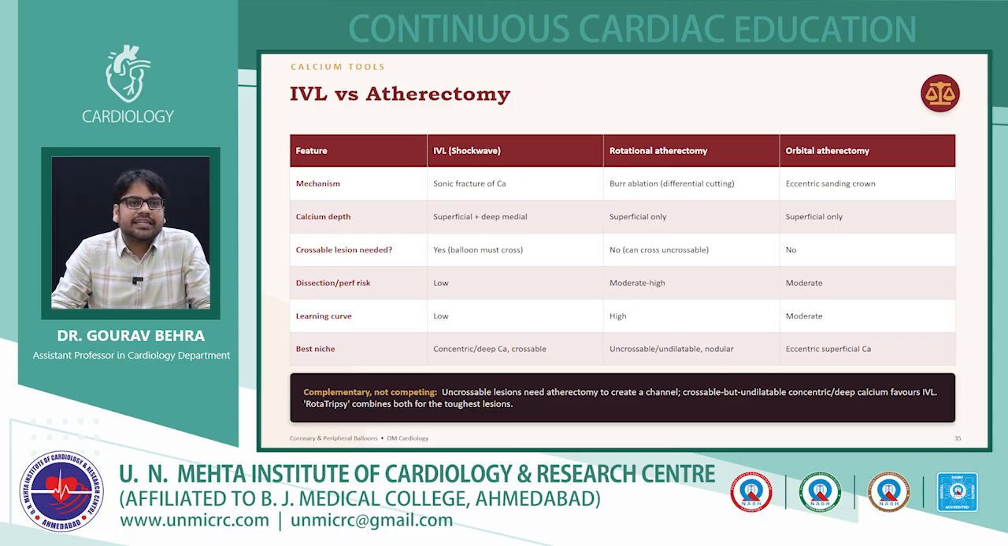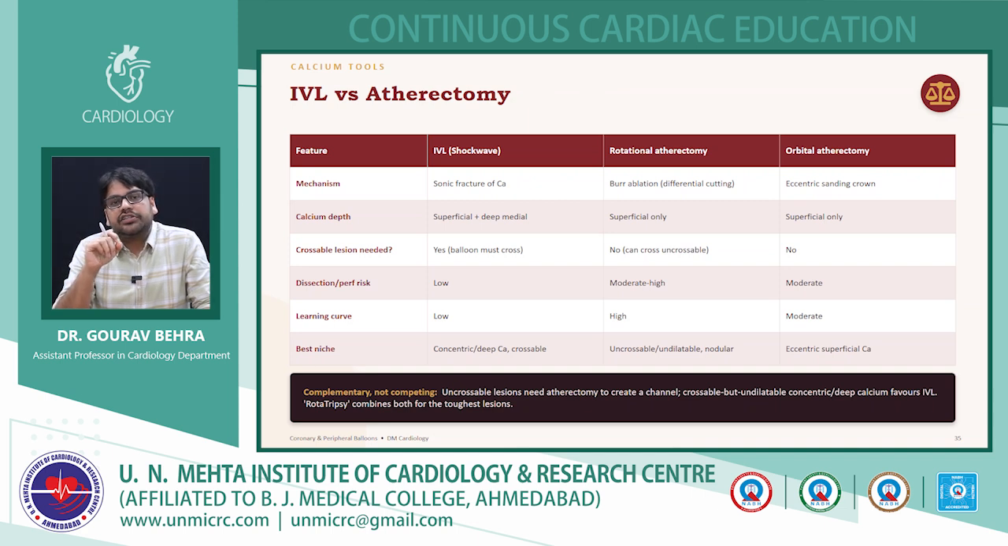So the risk of dissection or perforation is very low because these balloons we inflate at 4 or 6 atmospheric pressure, and there is a very desired fracture, as you have seen. So for a concentric deep calcium crossable lesion, the best thing is IVL. If there is an uncrossable lesion, you have to go straight to rotational atherectomy.